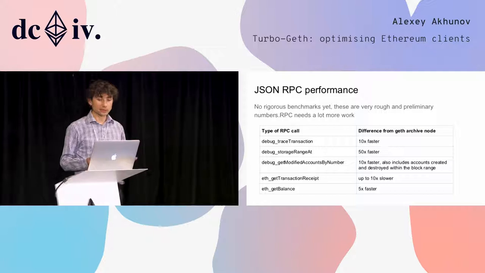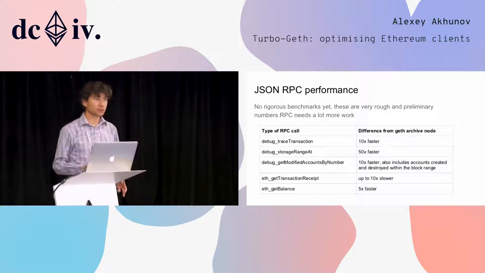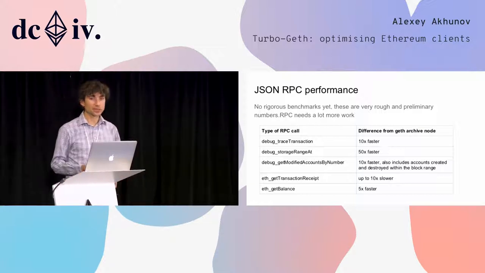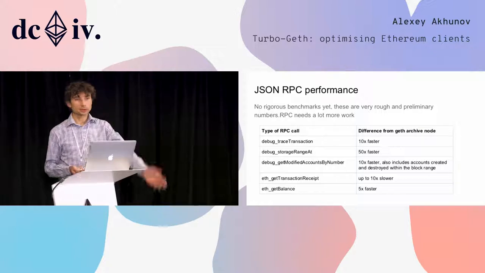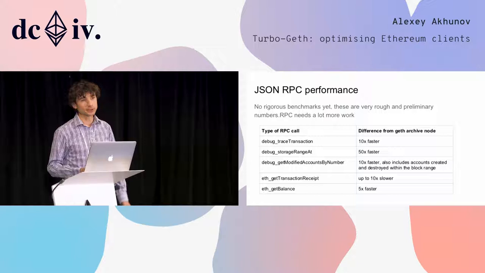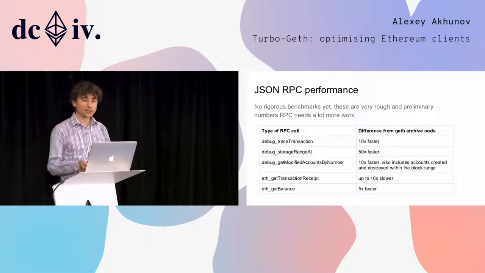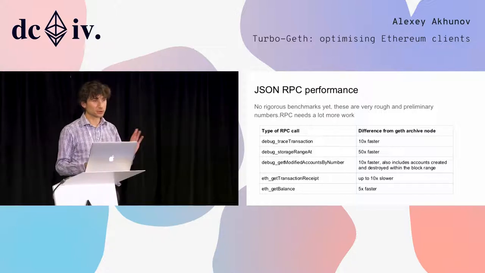The reason for that is because I chose to prune the receipts from the database, and instead I just recompute them. So when somebody asks me for a receipt, I go to the state at that block, and after that transaction, just re-execute the transaction, produce the receipt, and return it. It turns out to be slower. Actually, this might be not 10 times, maybe a bit more slower.